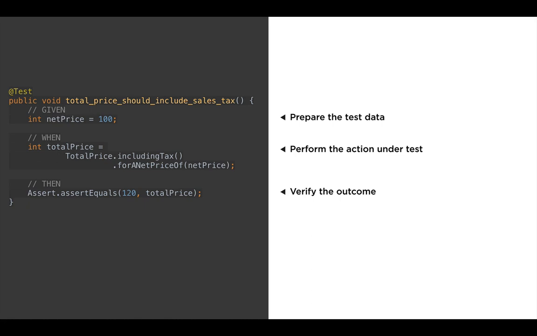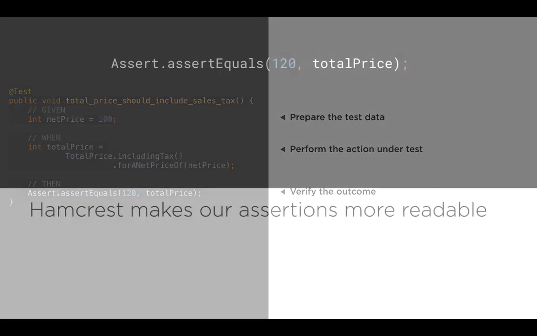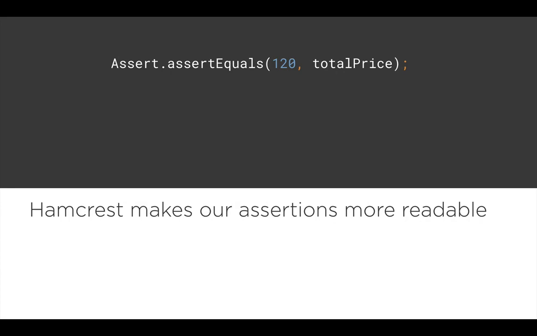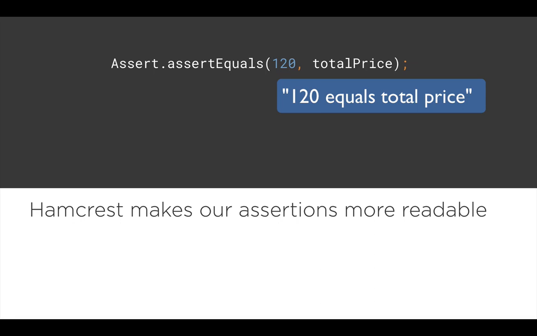In the rest of this module, we're going to be focusing on this last section and learning how we can use a library called Hamcrest to make this assert section much more expressive and much more powerful. This is a classic example of a JUnit assertion like the ones we saw in the previous tutorial. If you read this aloud, it would sound something like assert equals 120 total price, which doesn't exactly read smoothly. We're also basically saying that 120 is equal to total price and not that the total price is equal to 120, which would be much more natural.